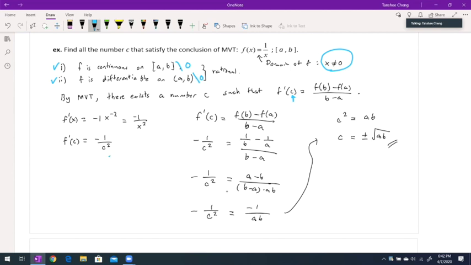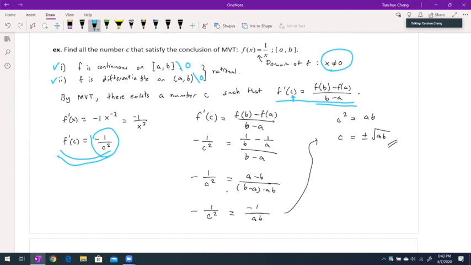And why do we need this? Because by the mean value theorem, we can say that this value right here is the same thing as the slope of the secant line. So now I'm going to be using the conclusions of the mean value theorem right here.